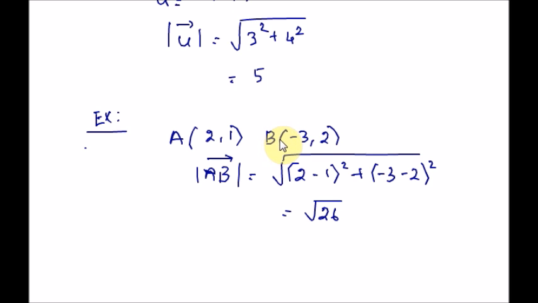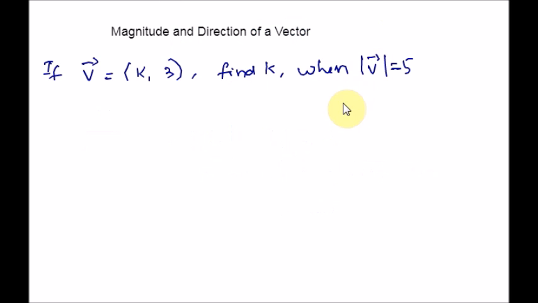These questions are very straightforward. They have given the values, you just have to apply the formula. Now I'm going to take one example where you have to find one of the values when the vector magnitude is given. Here is the example. Now let us find the k. Here the magnitude is given. First let me write the formula.